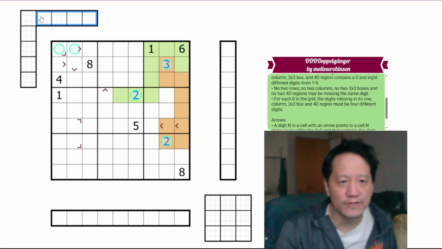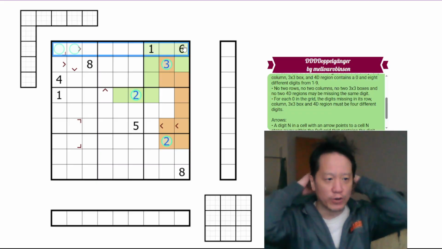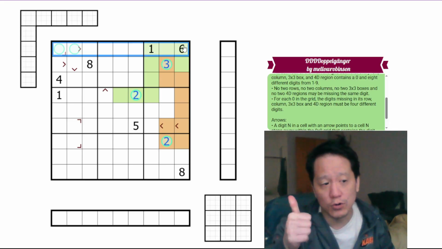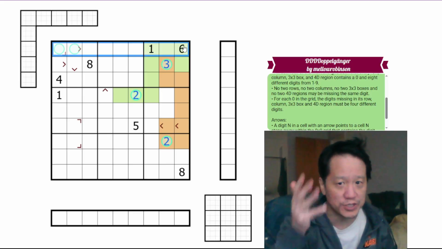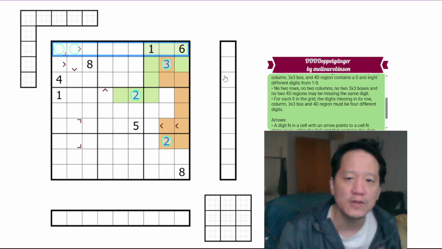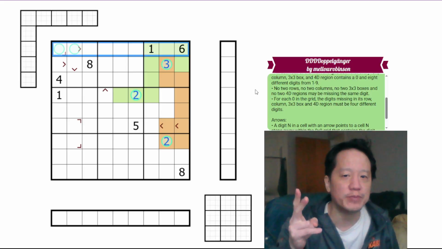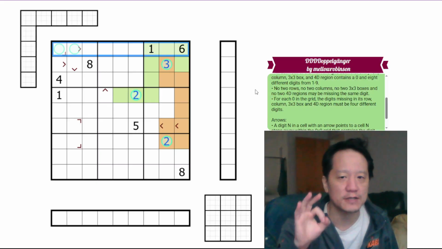I see. So these are the 4D regions here. Anyways. In every row, you're going to have a 0 and 8 out of the 9 digits from 1 through 9. And you're going to have a missing digit in every row, column, 3x3 box and 4D region. No 2 rows, no 2 columns, no 2 3x3 boxes, and no 2 4D regions may be missing the same digit.